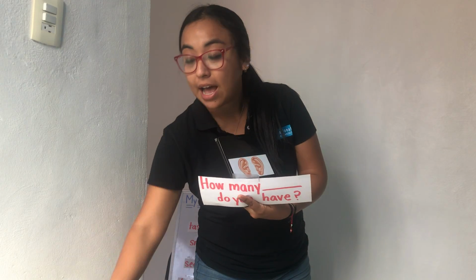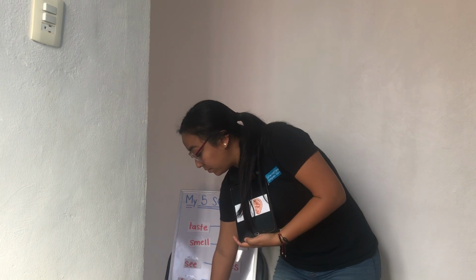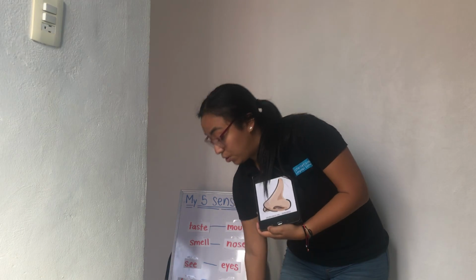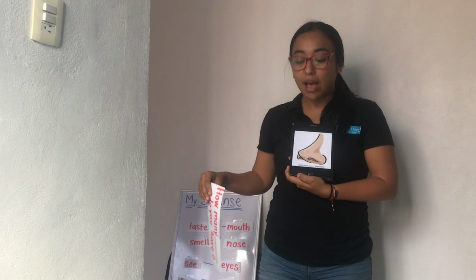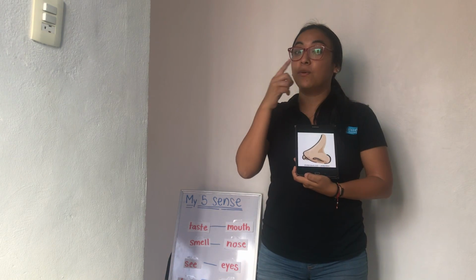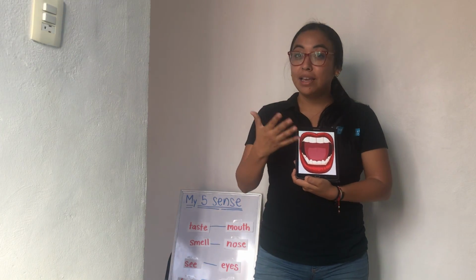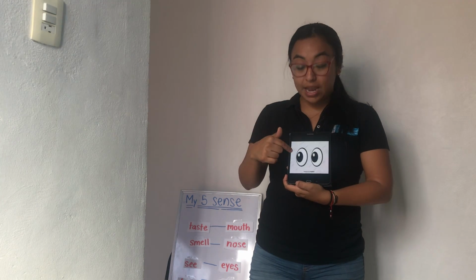Let's repeat. How many hands do you have? I have 2 hands. Okay, next, ears. How many ears do you have? I have 2 ears. Okay? Nose. How many noses do you have? I have 1 nose. Okay, well, I have a nose. Mouth. How many mouths do you have? I have 1 mouth. I have 1 mouth. And eyes.